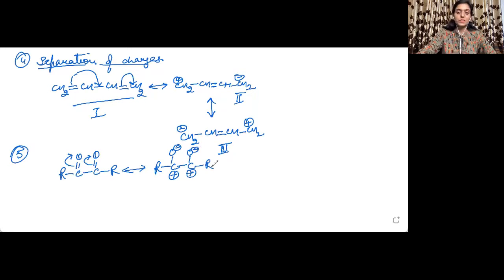Now what is the tendency of the similar charges? They repel each other. If the two things are repelling each other, will they be able to stay together? No, this means there will be instability. So it will lead to an unstable situation. So this second structure will contribute less towards the resonance hybrid. Structure number one is more stable. Good enough? Okay, then let's move to the next point.